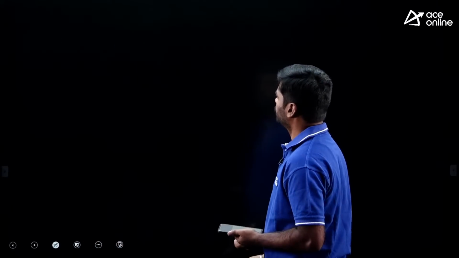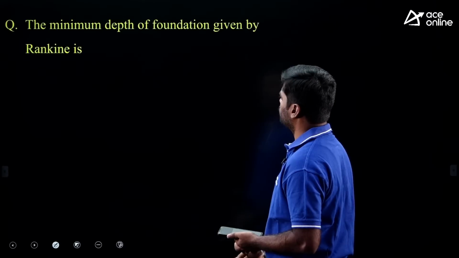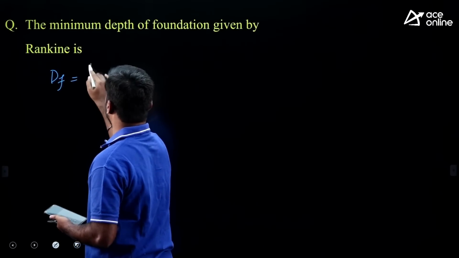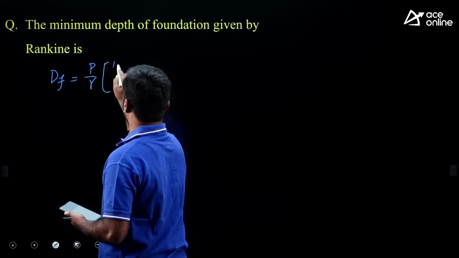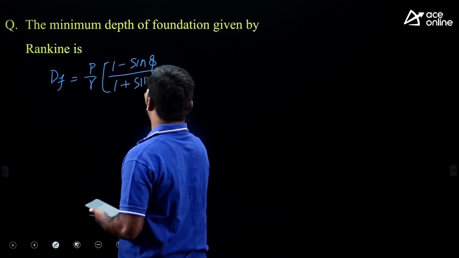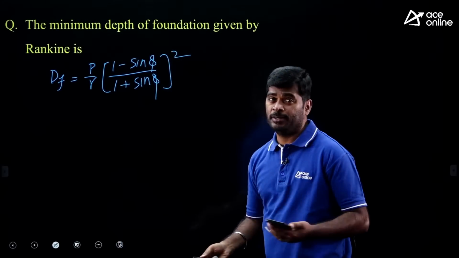Next one, the minimum depth of foundation is given by Rankine. Actually formula here not given, directly I am writing: minimum depth of foundation is P by gamma into (1 minus sin phi upon 1 plus sin phi) whole square. Don't forget square. In options, they will miss the square.